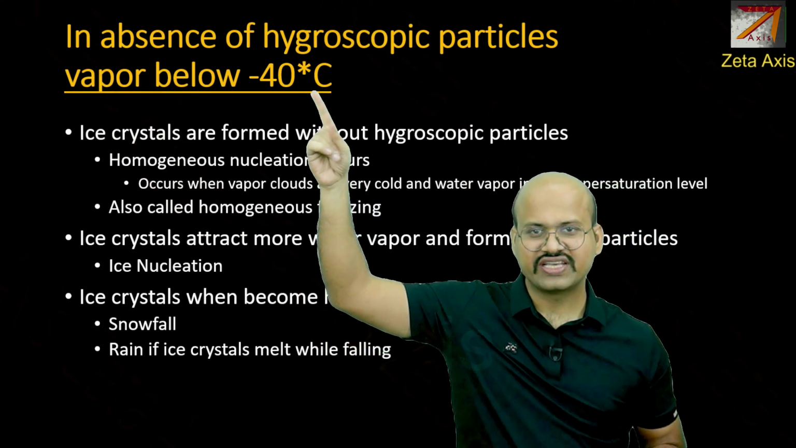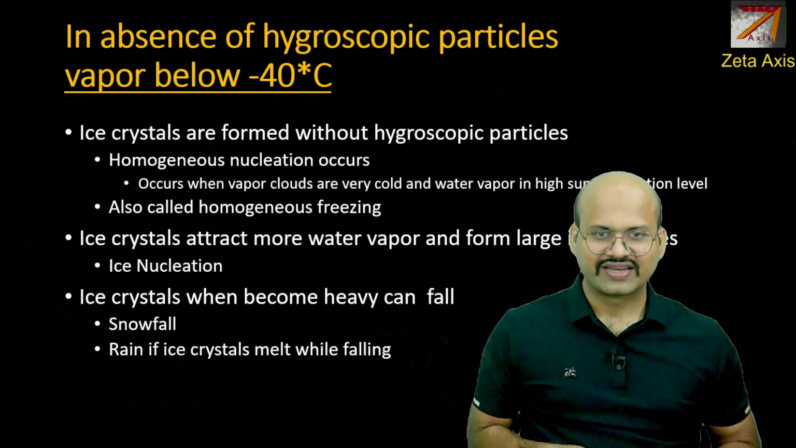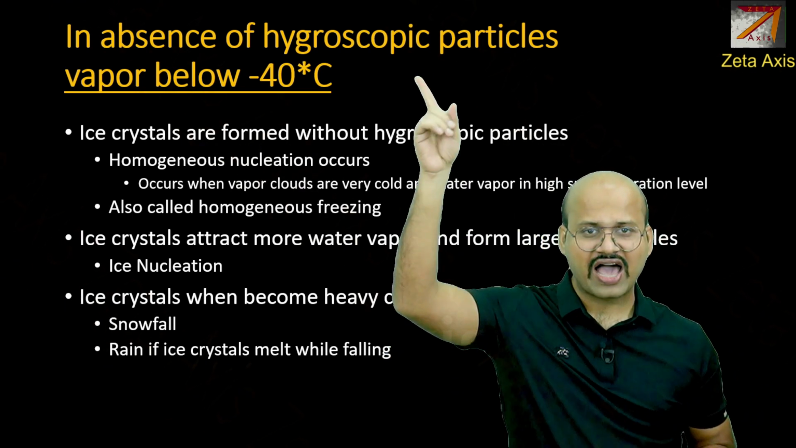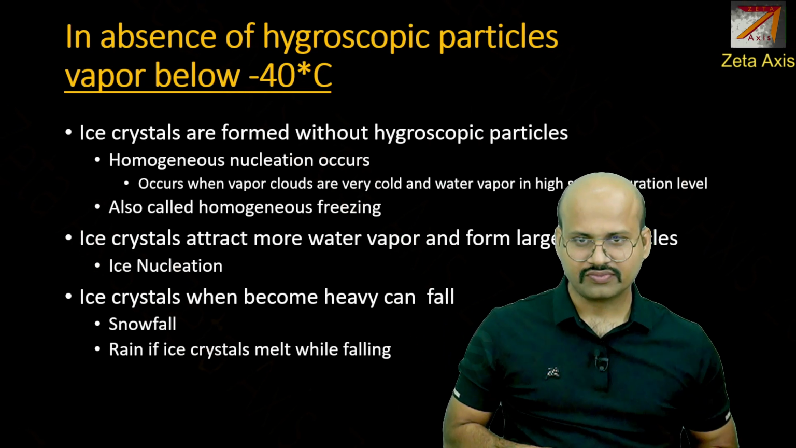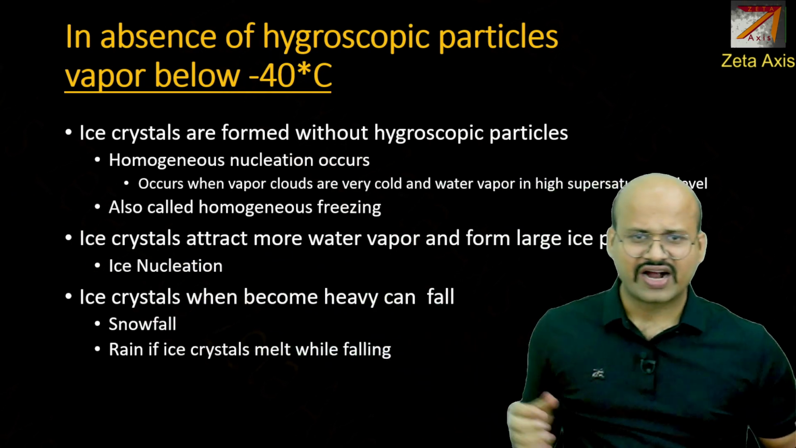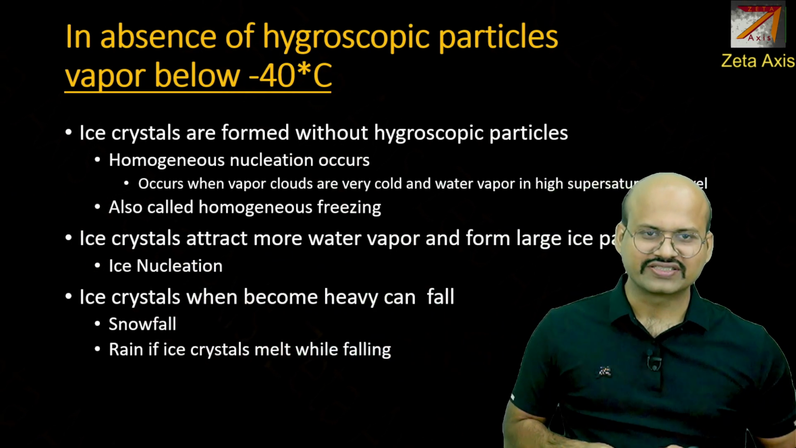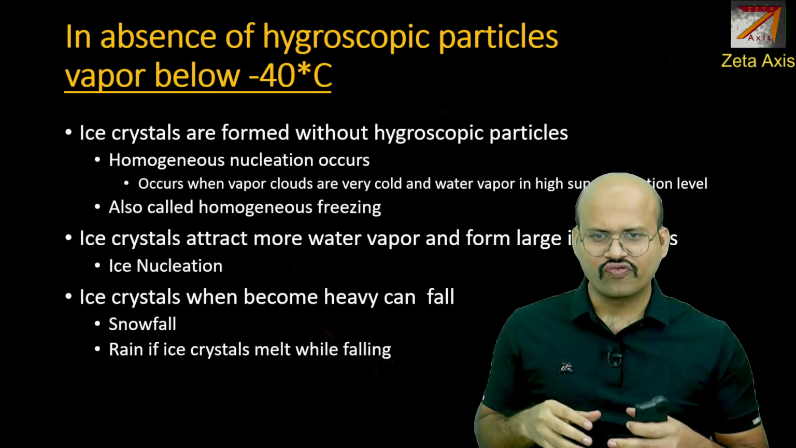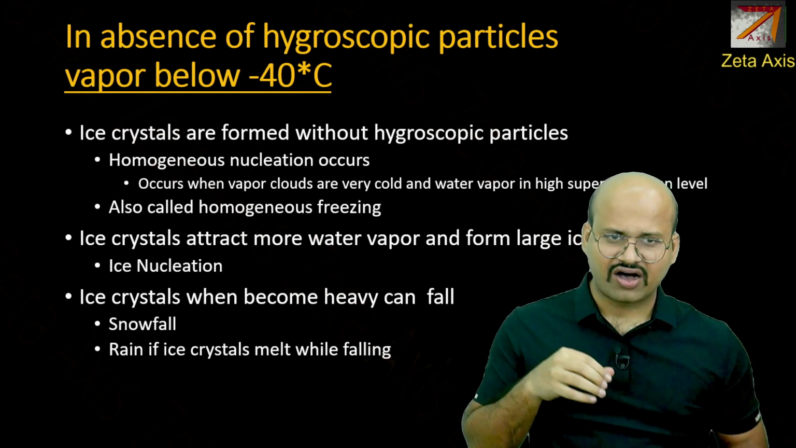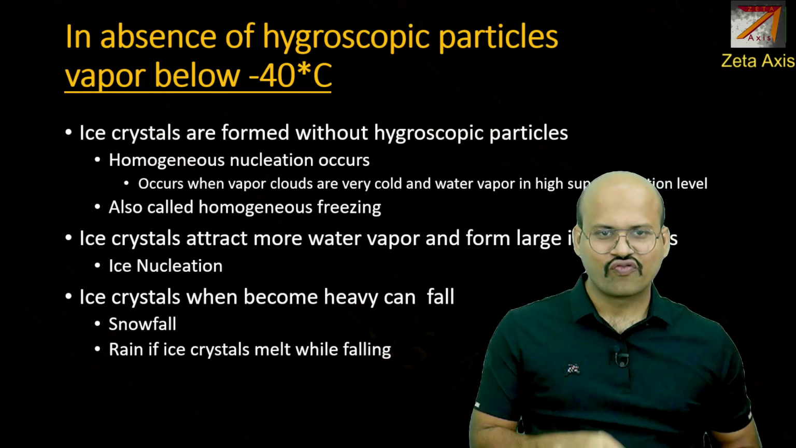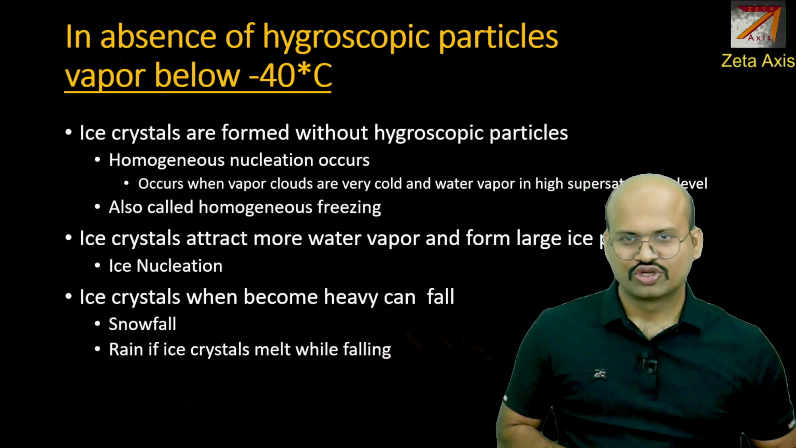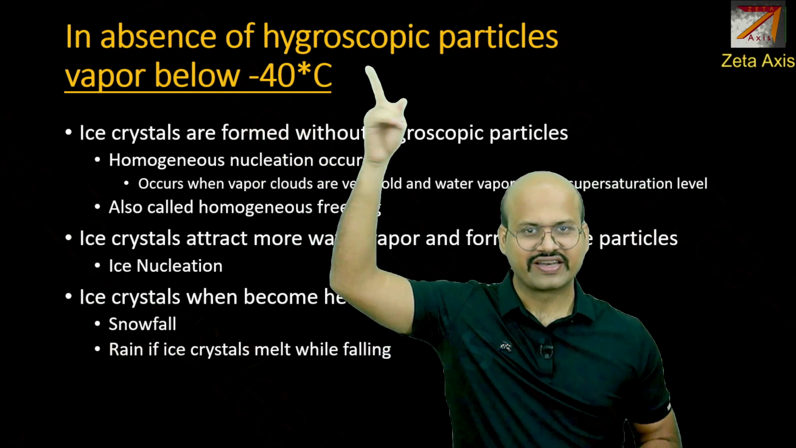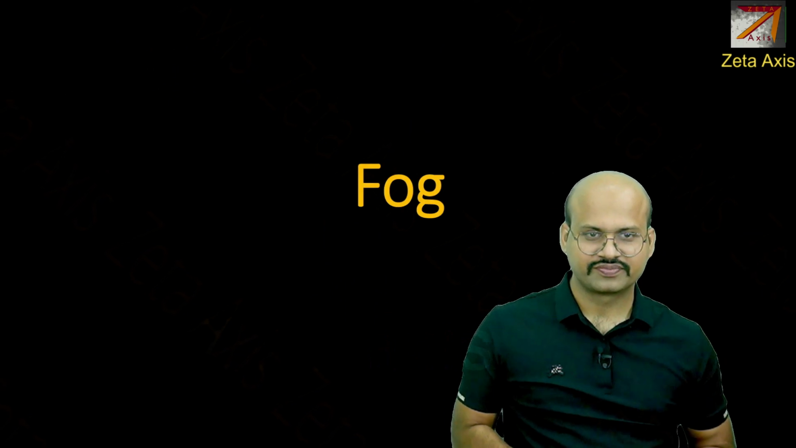So it is around this margin of temperature that the water vapor will form ice crystals without the requirement of hygroscopic particles. These ice crystals will then attract water vapor from the surroundings and grow in size, and then we can have snowfall, or rainfall if the ice crystals melt while falling towards the land. So this is what happens when the vapor is below minus 40 degrees Celsius in the absence of hygroscopic particles.